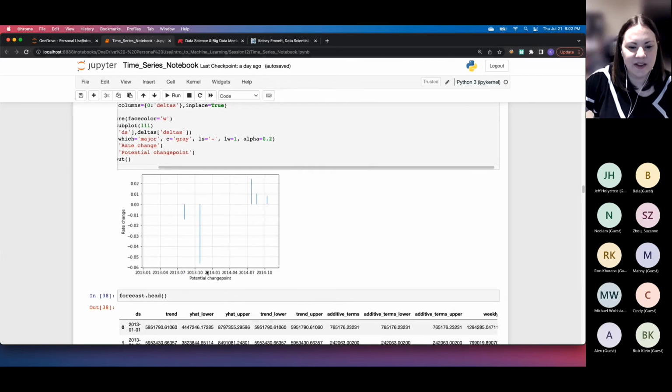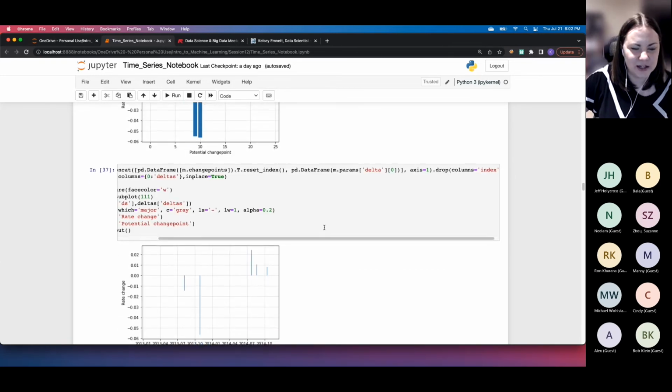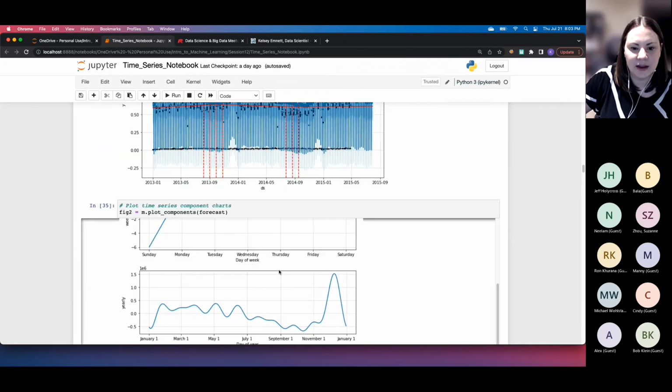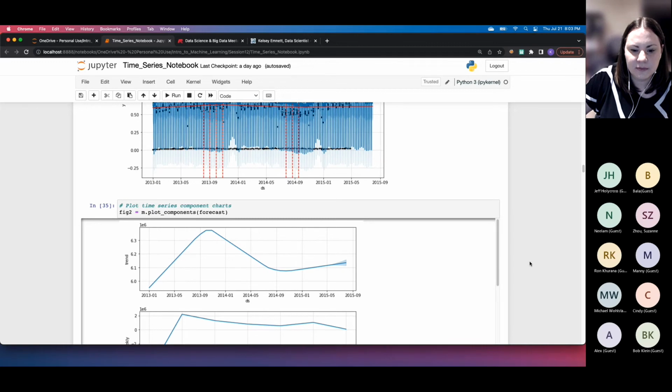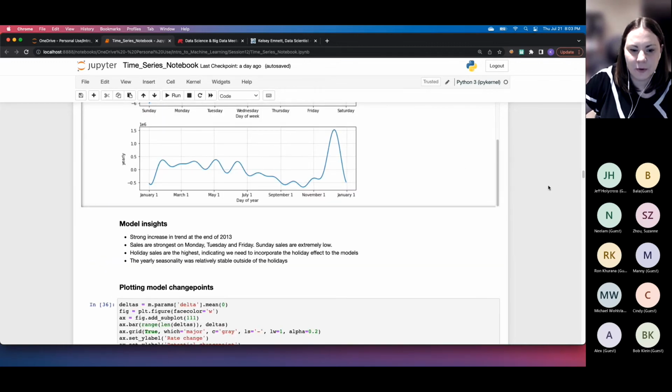And then I added the dates to the bottom. It annoys me that they don't put dates on the change points. It's very odd. So here are the change points by date. For example, in 2013, right before Thanksgiving, there was a decrease of 6%. So you can see that up here.